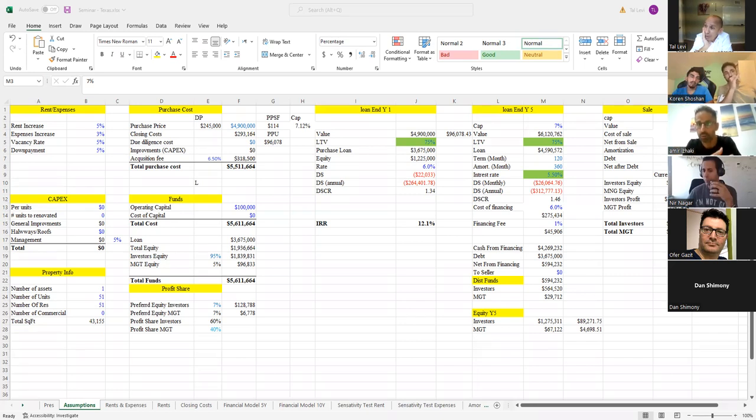So this is exactly what you do when you buy property. When you buy an old property, your objective should be increasing NOI.